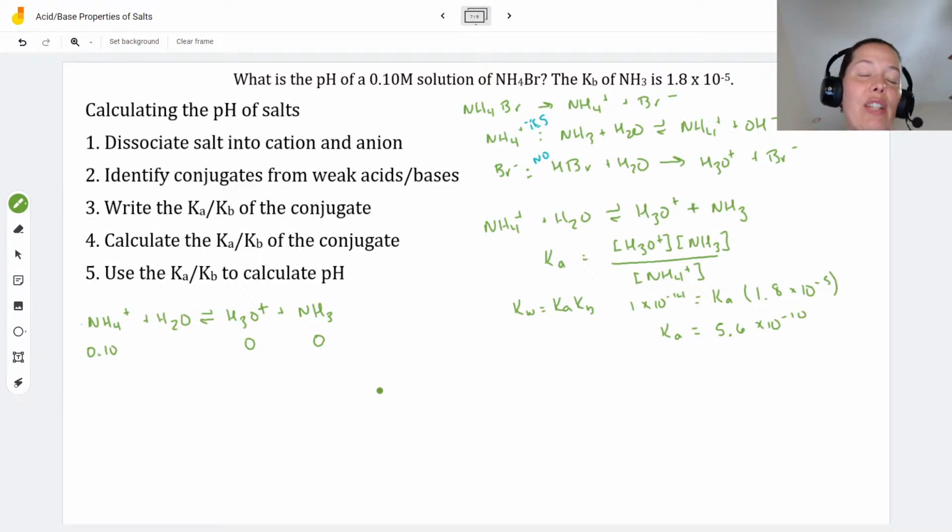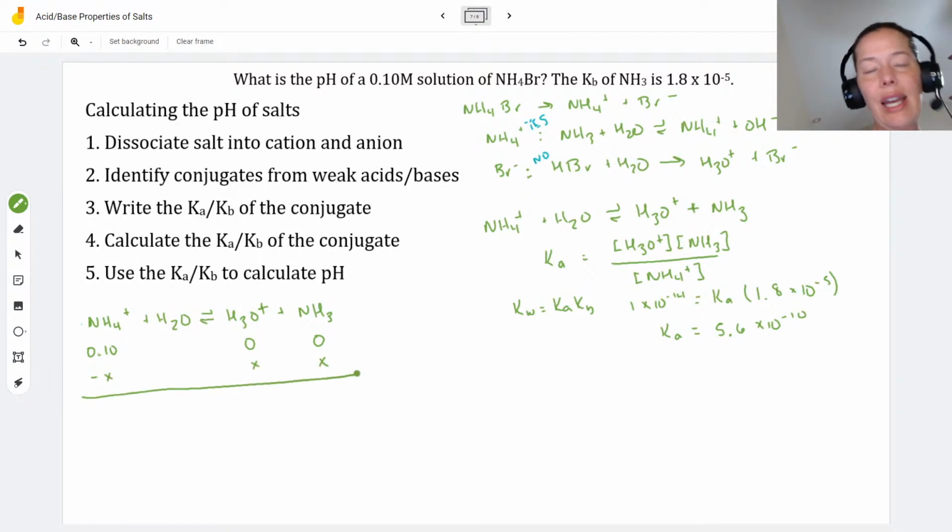And just like before, I don't know what my change is going to be, so I'm going to call it X, but I know my equilibrium is going to push to the right because I have no products right now. So this is a minus X, X, and X. And now I can get my equilibrium concentrations just by adding down my column. So this is 0.10 minus X, and these concentrations are simply X.